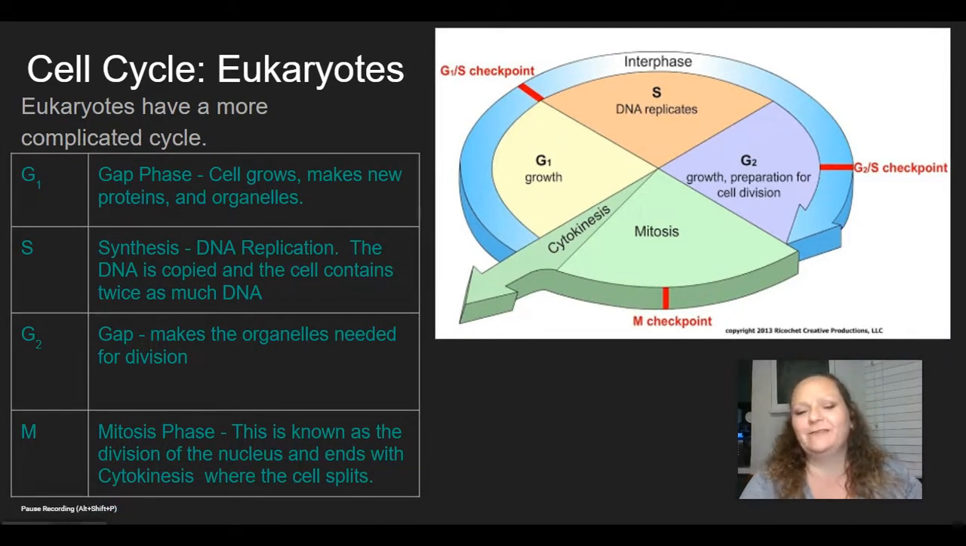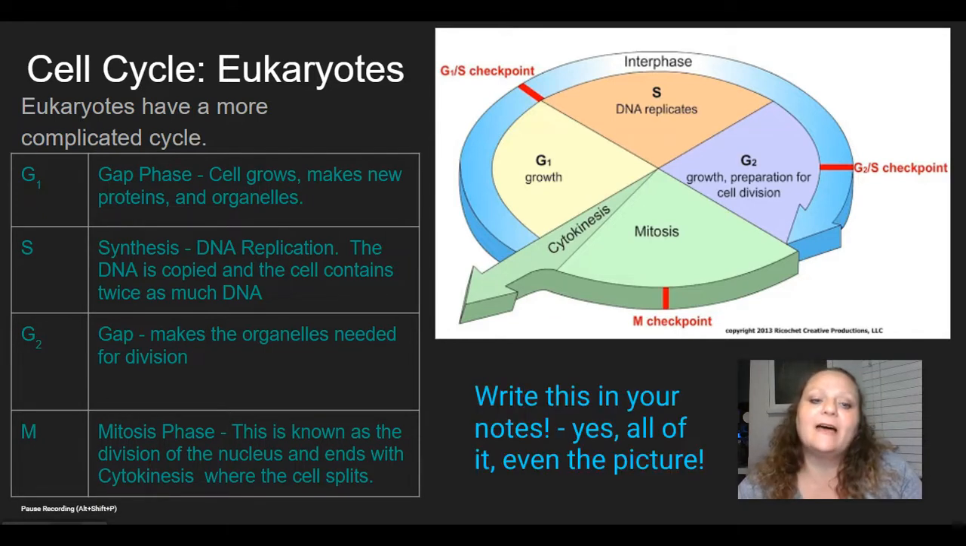Okay, so now that I've cleaned this up a little bit, let's take a look. G1, or gap phase: basically the cell is going to grow, make new proteins, and make its organelles. S phase is our synthesis phase. This is where DNA replication is taking place. DNA is going to be copied. The cell at this point is going to contain twice as much DNA as it needs.